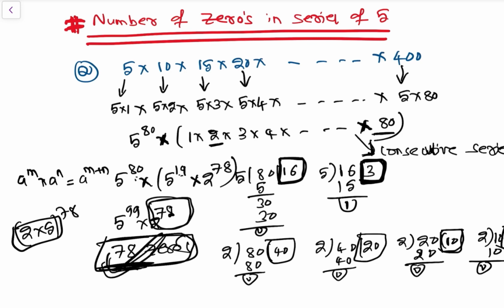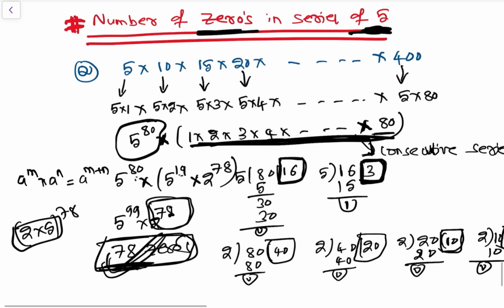So that is the number of zeros. In a series of 5s we need to get the number of 2s, because 5s will be many. Remember that. So let's do one more question, you will get more clarity. So the question is this.